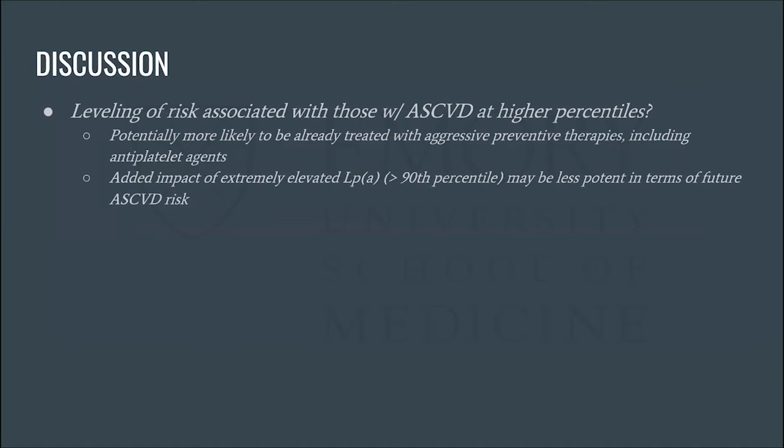So why do we think there was this leveling off with regards to the ASCVD group at the higher percentiles? Well, one idea the authors suggested was that, once we get to the highest lipoprotein A levels, these are patients who hopefully are caught and known as higher risk individuals, and hopefully are aggressively treated with preventative therapies, including maybe antiplatelet therapies.